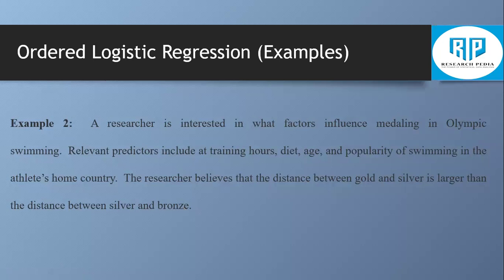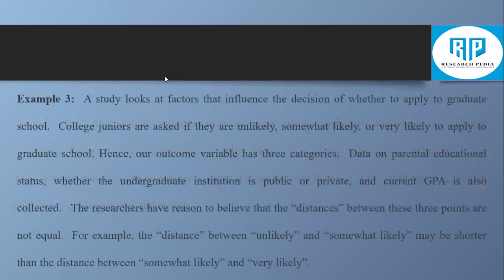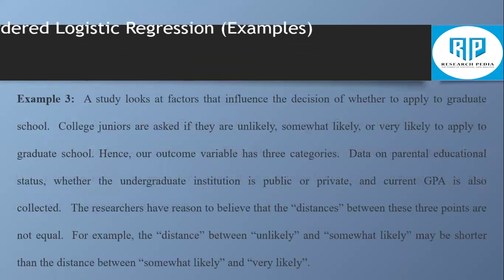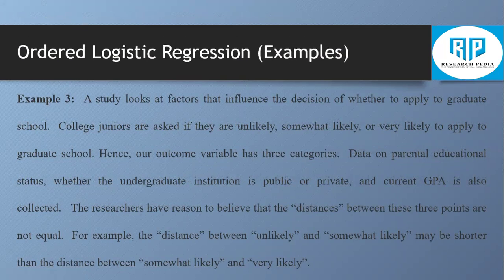The gold medal is better than silver, and silver is better than bronze. So there is some rank, there is some order in terms of your dependent variable, which is medaling. So in this case, we are going to use the ordered logistic regression. Then there is another example that is based on ordered logistic regression.